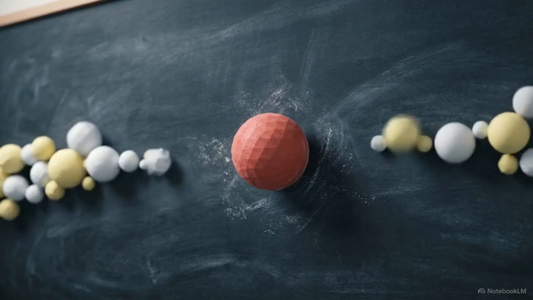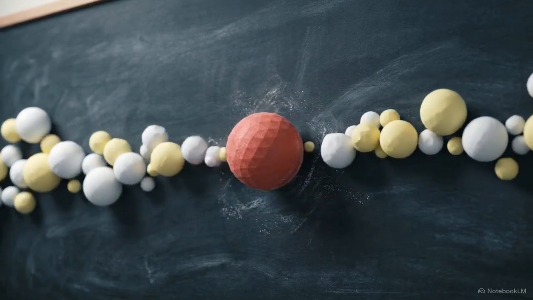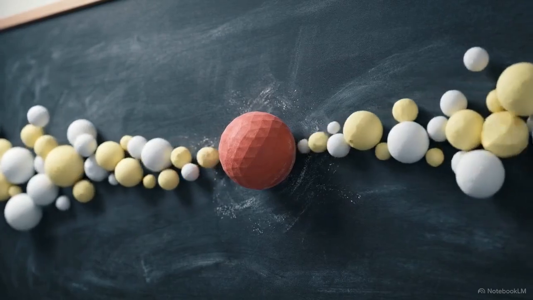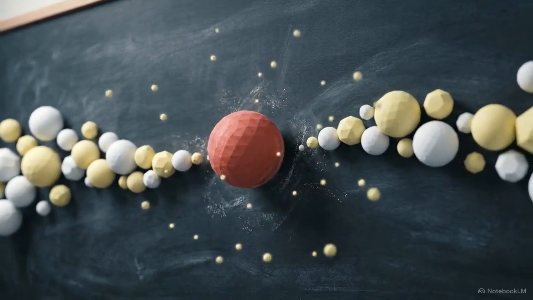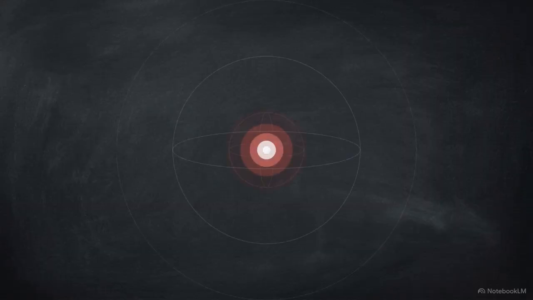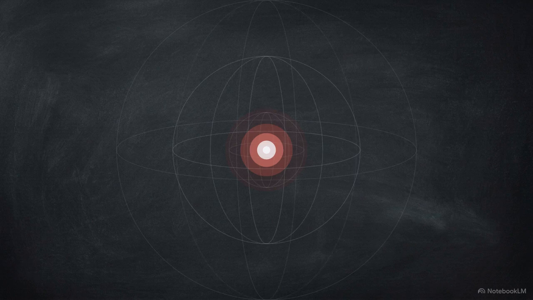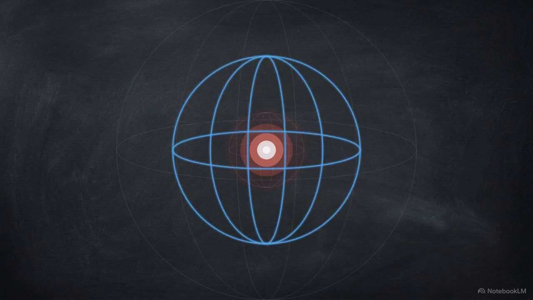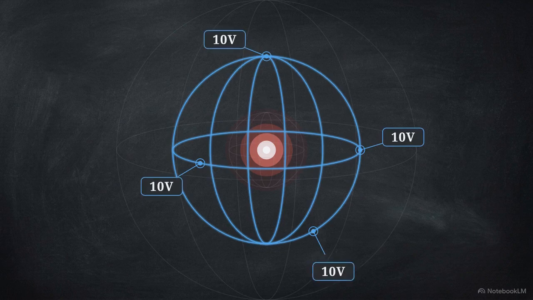Every single charged particle in the universe projects a continuous force field into the three-dimensional vacuum surrounding it. We map this spatial influence using equipotential surfaces. These represent continuous boundaries in space, where the electric potential, or voltage, is identical at every coordinate.